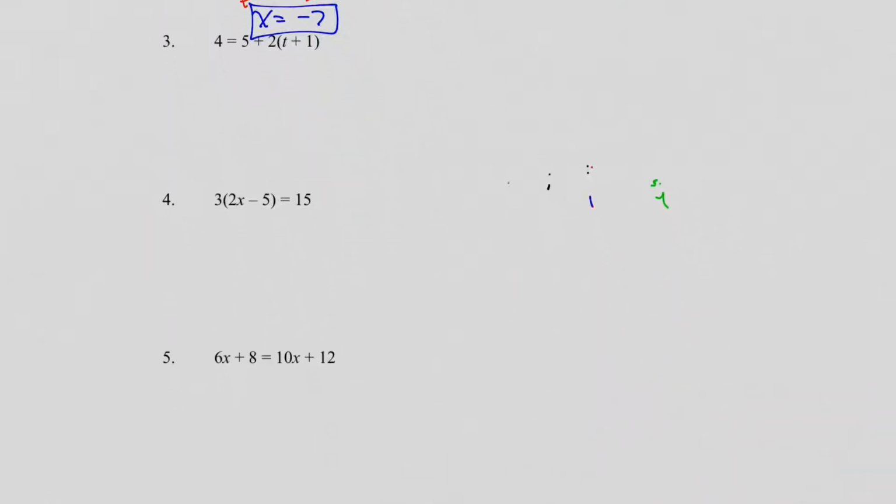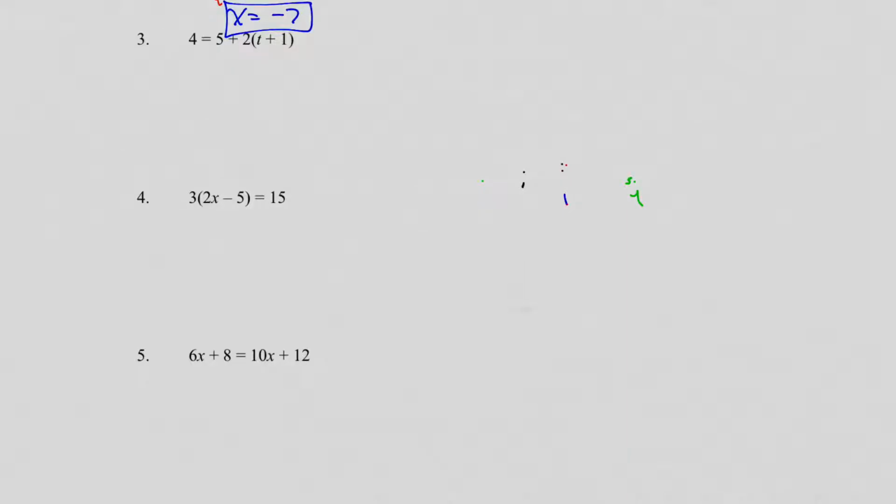Okay, let's take a look at number 4. Okay, so here we have parentheses. So we want to clear those parentheses by distributing, okay? So we want to distribute the 3, and that'll clear those parentheses out. You don't have to rewrite those.